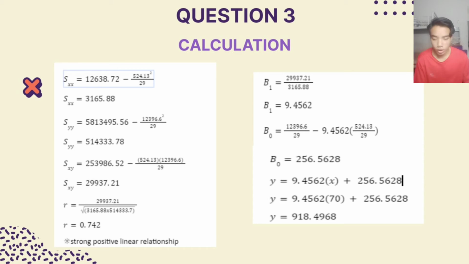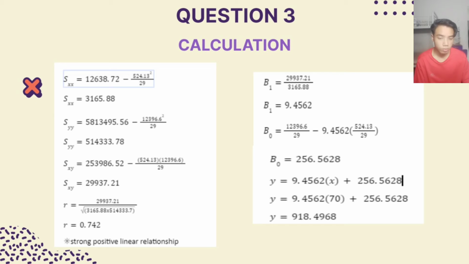Then we need to find r. To find r, we divide the value of Sxy by the square root of Sxx multiplied by Syy. So the value is 0.742. It is a strong positive linear relationship because the value is in the range between 0.5 and 1. Next, we need to find b1. The formula for b1 is Sxy divided by Sxx. Then we got the value 9.54562.